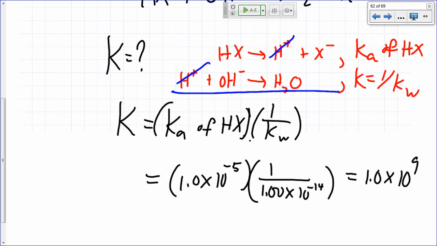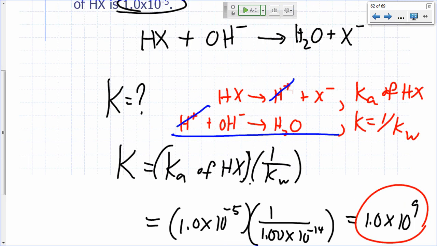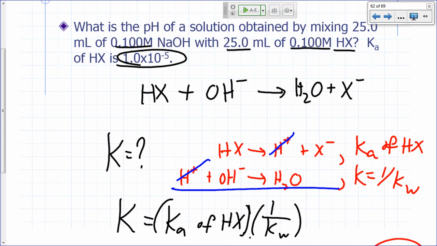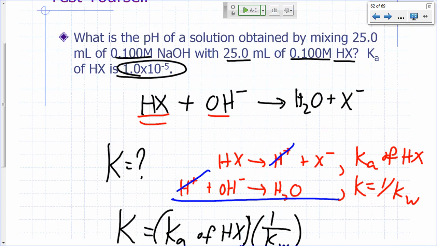Is that a large number or a small number? Large. What do you expect this reaction to do? Anytime you titrate a weak acid with hydroxide, typically you would have a reaction that pretty much goes all the way to completion. You have a large KEQ. Okay? So we've solved our K here to be Ka over Kw, which is going to be equal to 10 to the 9.